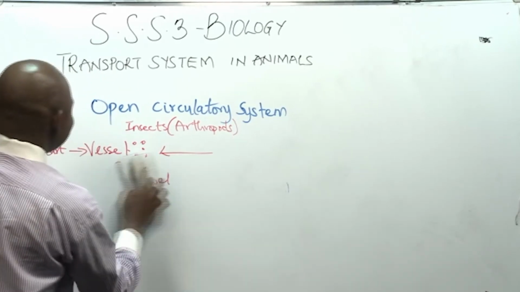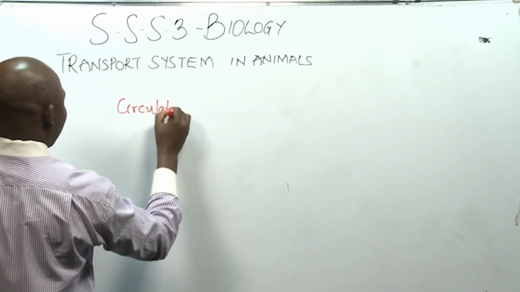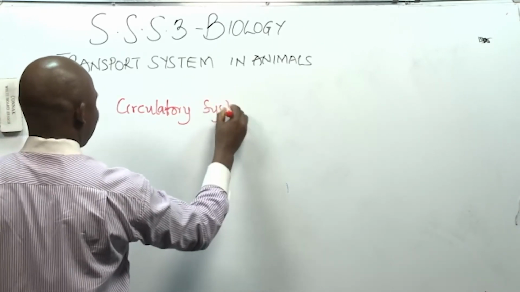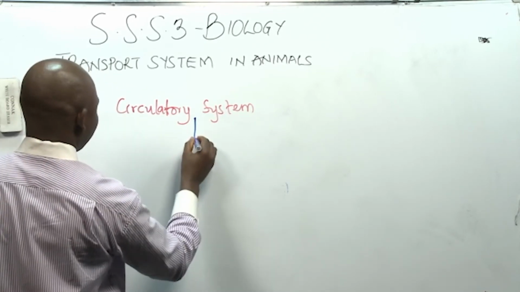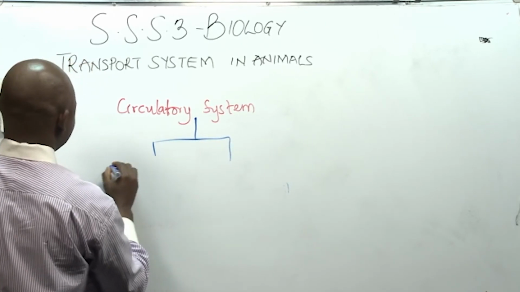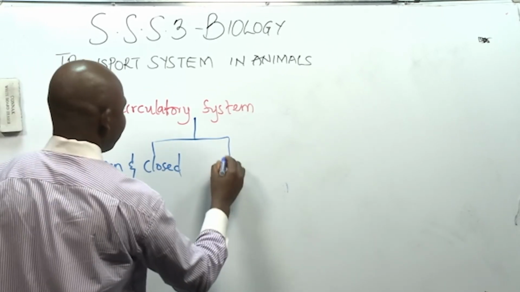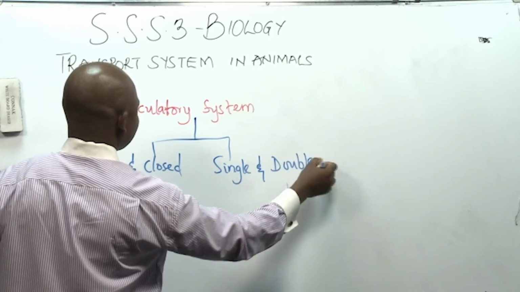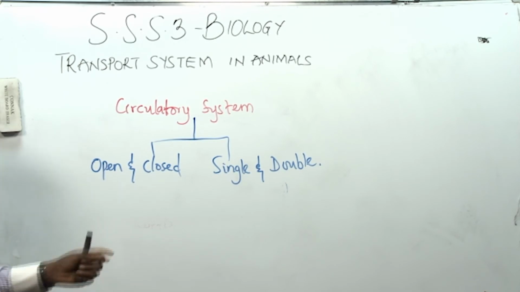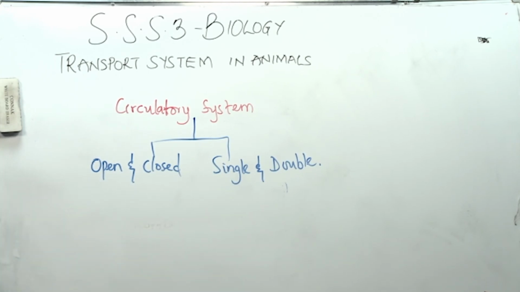Now let's look at the second category of circulatory system. So they can be grouped into two. We have open and closed. Then we have single and double. So these are the two groups. I've explained this and this. Now, what do we mean by single and what do we mean by double circulation?